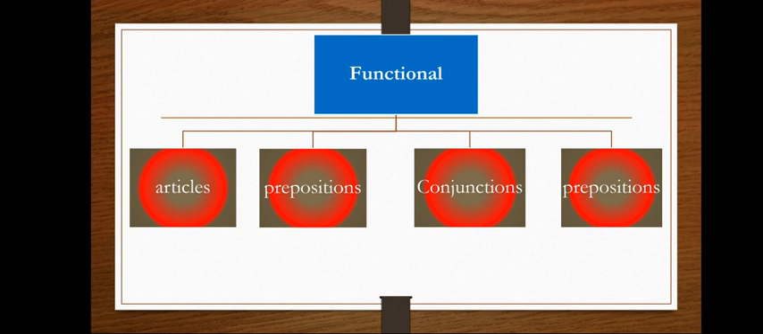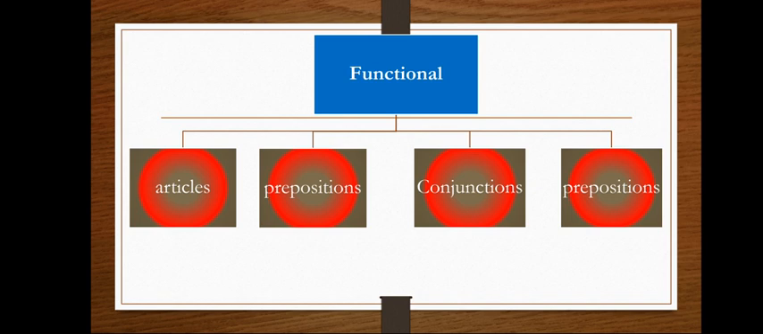So articles, prepositions, conjunctions, and pronouns are called functional because sometimes they are used to connect sentences, sometimes they are used to connect words, sometimes they show location, sometimes they show time. So most of the time they are not content words, they do not carry meaning the way lexical words do.